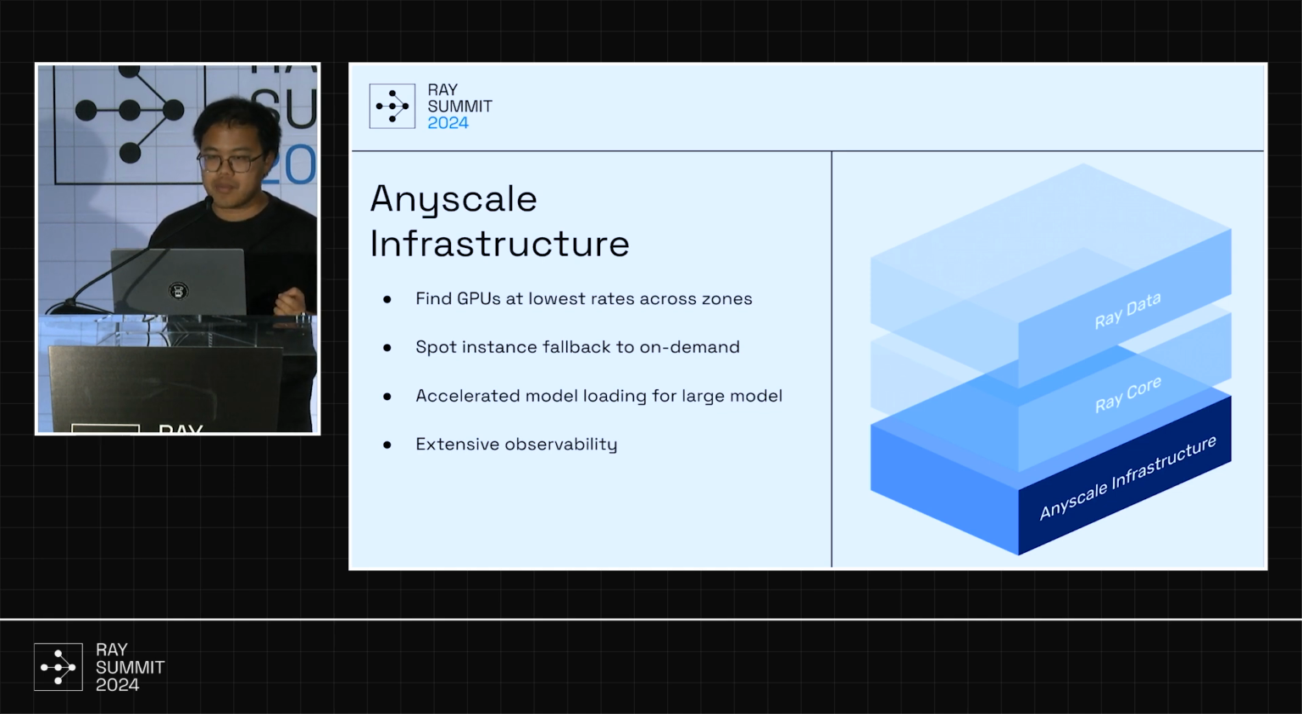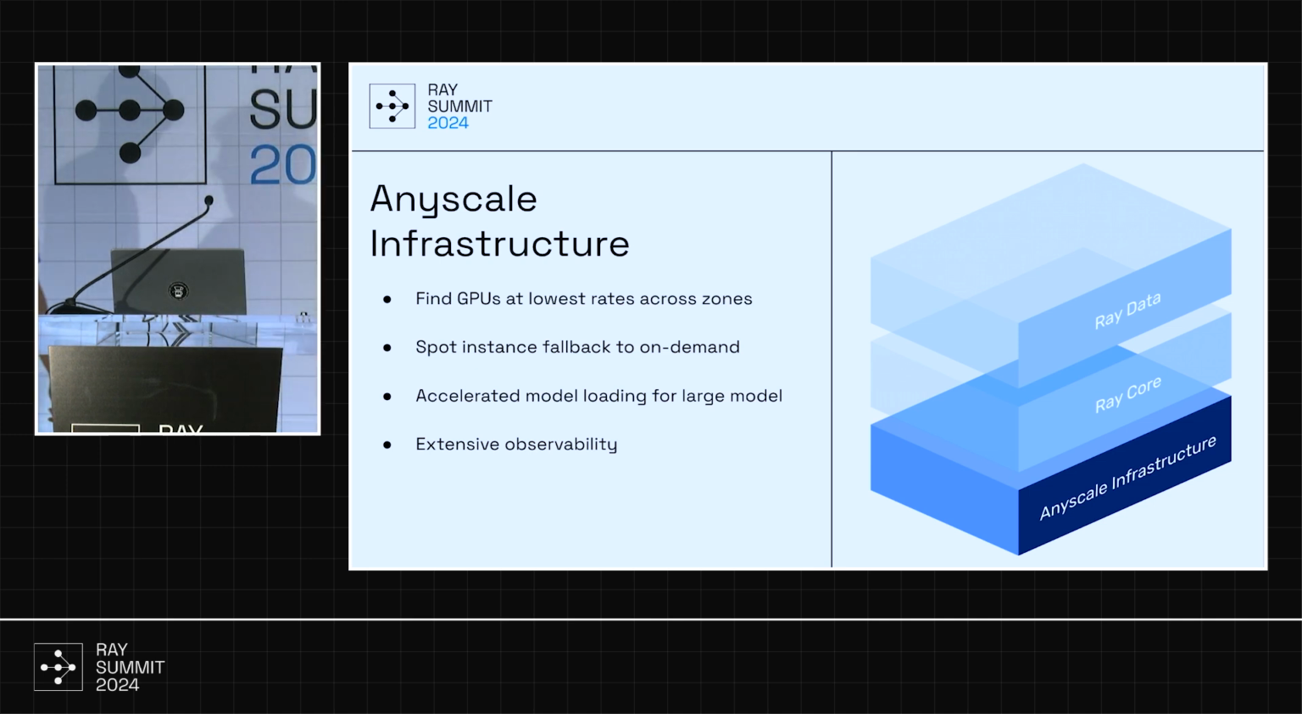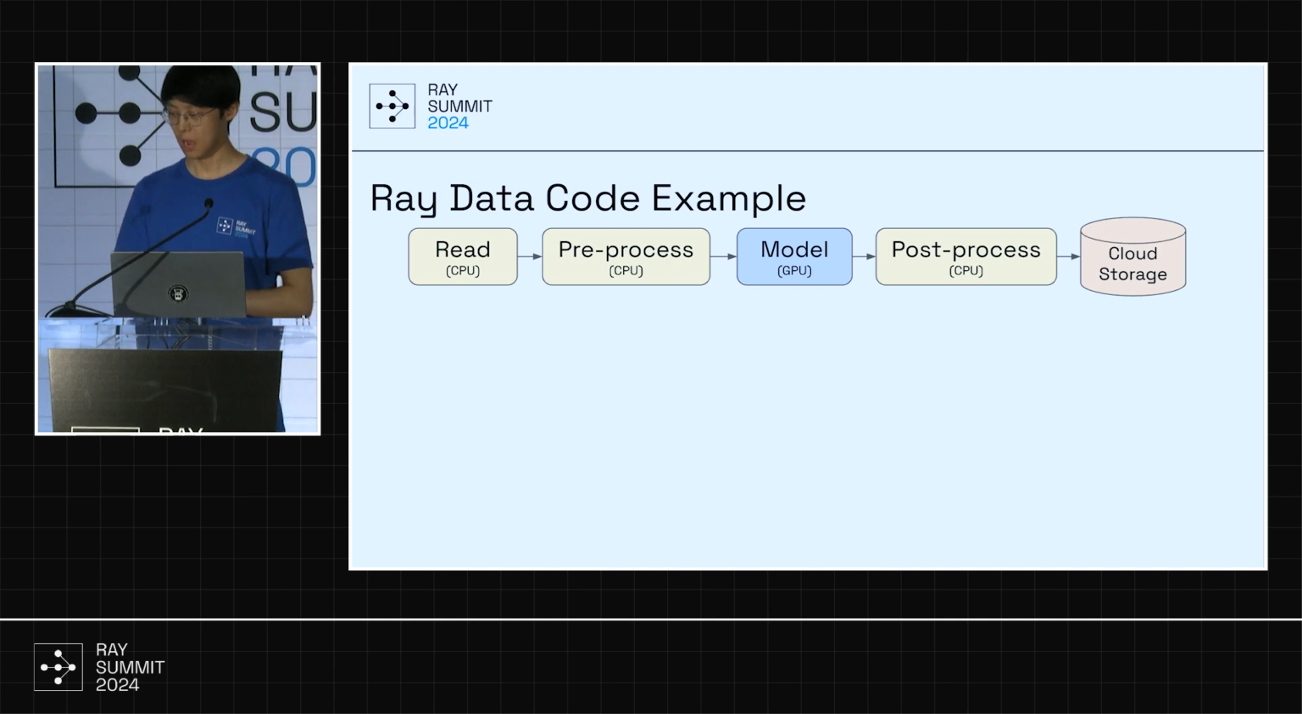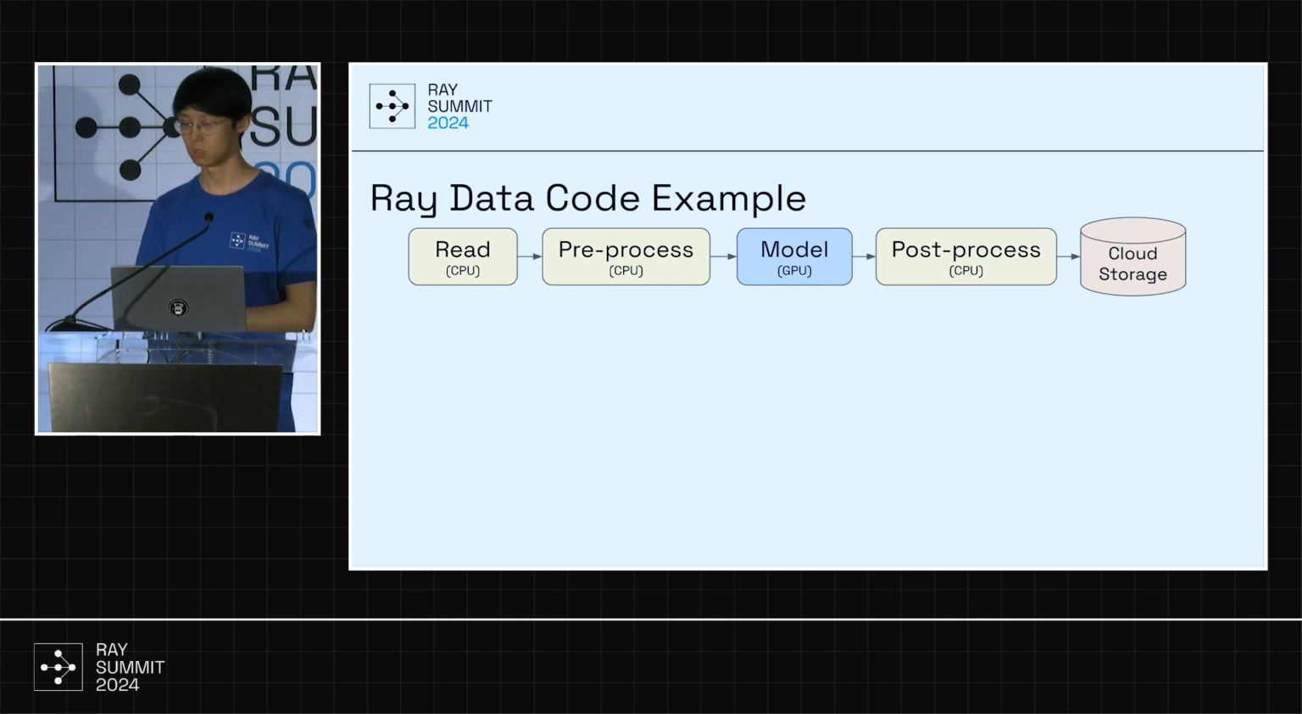So now I'll hand it back over to Scott to talk a little bit about the code examples and results that we have for standard batch inference. Thanks, Richard. Yeah, so let's take a look at how we might implement one of these batch inference workloads with Ray Data. This is the layout that we've seen before.